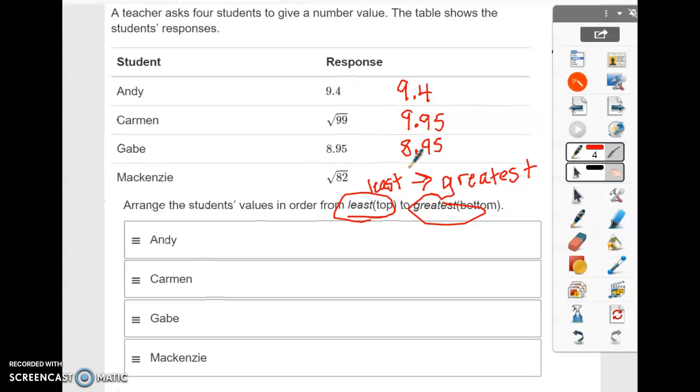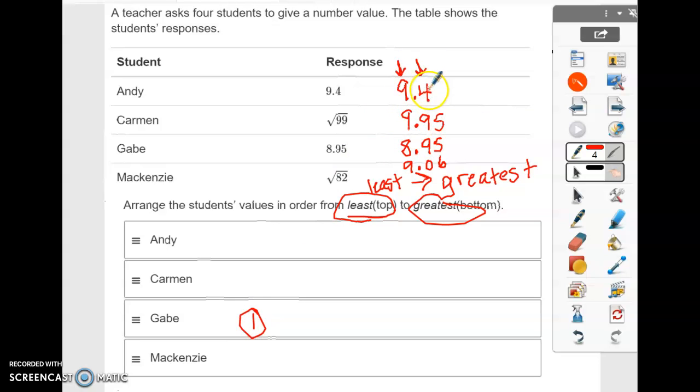I'm going to put that in my calculator, square root of 82, and I get 9.055, so I'm going to round that to 9.06. So now that they're all lined up, and in decimal format, I can see which one's biggest. I look at my first left-hand place value. The 8 is going to be the smallest, which is going to be Gabe. So I'll put 1.